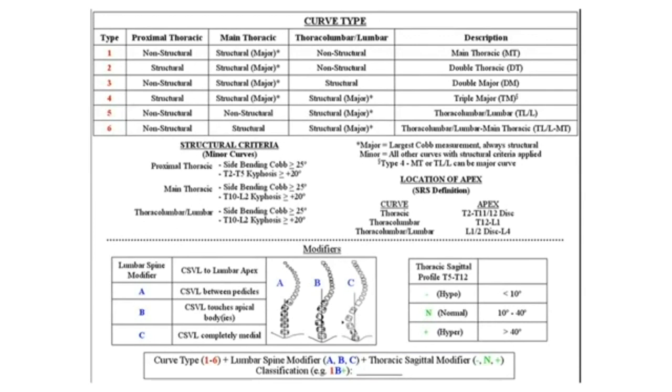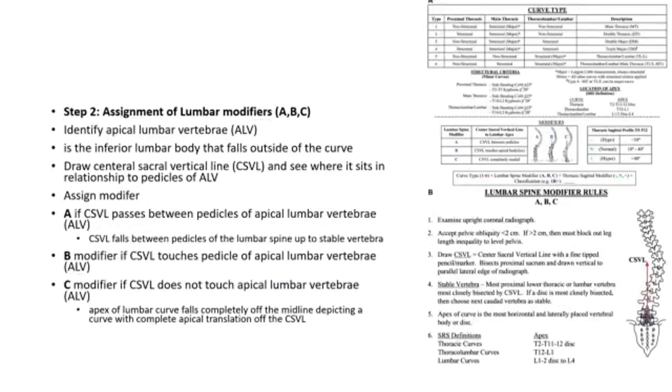Then the next thing is the lumbar spine modifier, and the steps of doing that to classify are very simple. First of all, you have to identify the apical vertebra, and we've talked about the apical vertebra. So here, this is the apical vertebra, and then take this central sacral line. If this central sacral line is passing between the pedicles of the apical lumbar vertebra, so it bisects it, that's A. If it just touches one of the pedicles, it's type B. And if it is not touching it at all, it's type C.